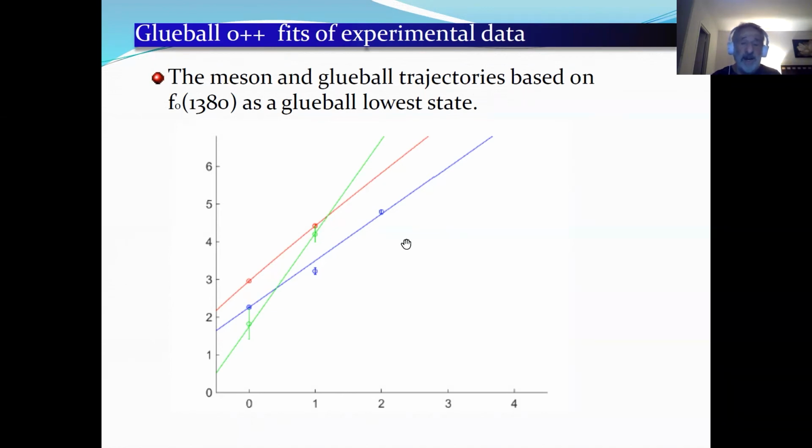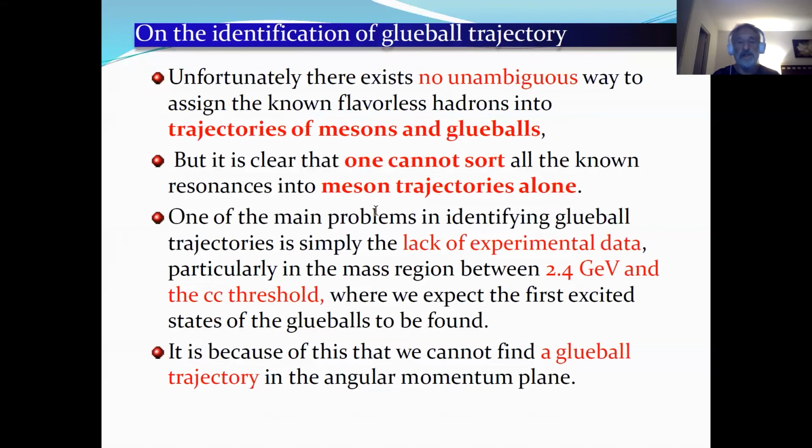But anyhow, we claim that when there will be more states in this region, and unfortunately there are no measured quantities here because they weren't looking at them, and also because they are typically wider and more difficult to detect. But now there is the PANDA experiment, where hopefully we will be able to see some more states, and then we'll be able to see if there are really several states on these global trajectories, which are different from the meson trajectories. Okay.